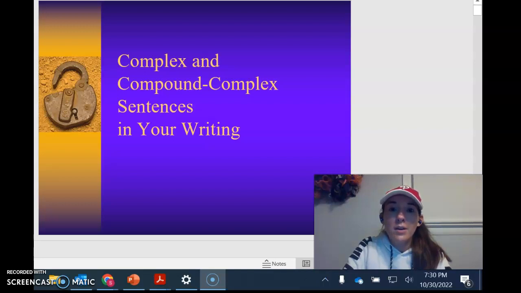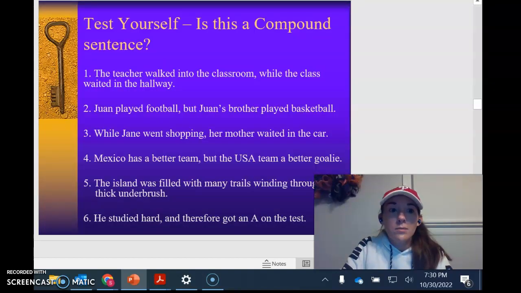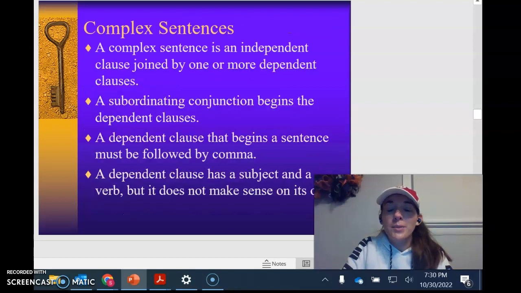We are talking about complex and compound complex sentences. So we're going to be starting with complex sentences. Complex sentences. A complex sentence is an independent clause joined by one or more dependent clauses.